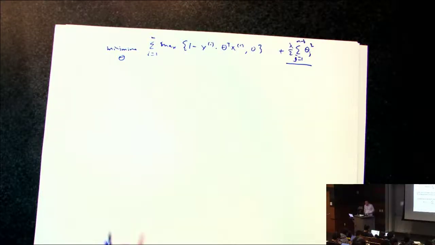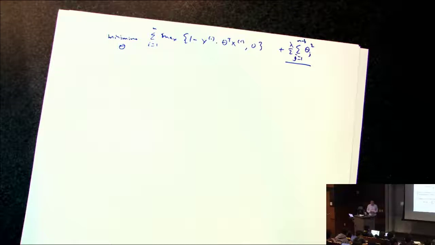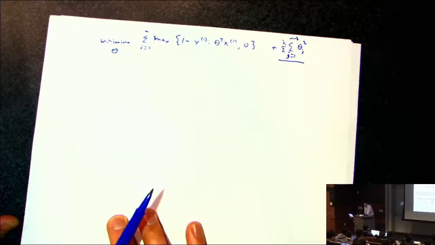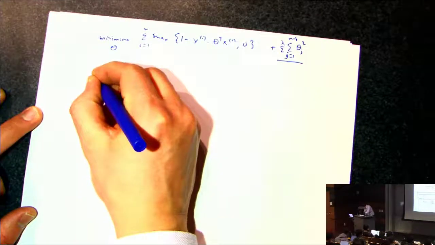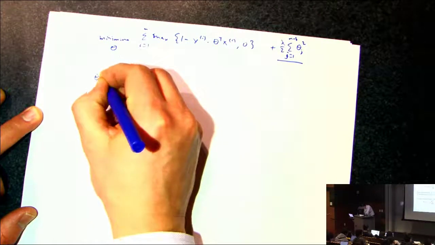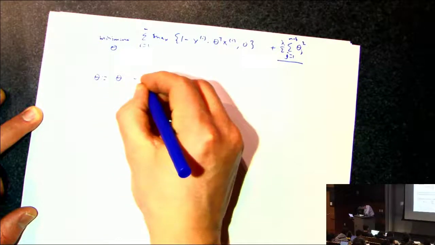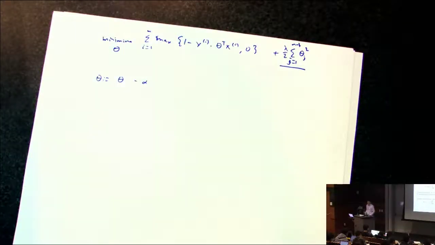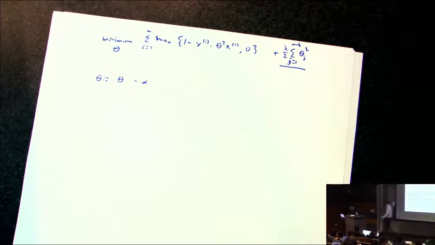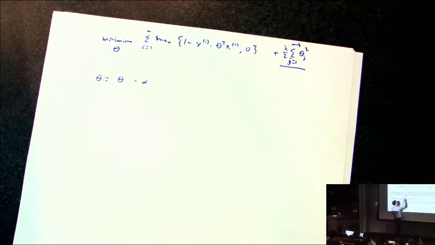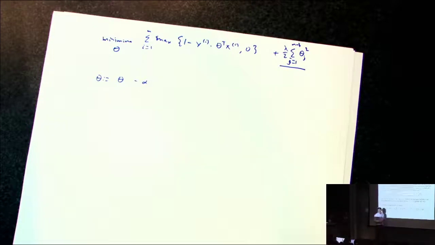Now, the way we actually go about solving a support vector machine, and this is one of the best ways that people actually run, is just gradient descent. So we're going to take our parameter and update it in the direction of the negative gradient. In this case, the negative gradient is maybe not totally obvious how to compute. We can look at what the derivative of that max term would be.